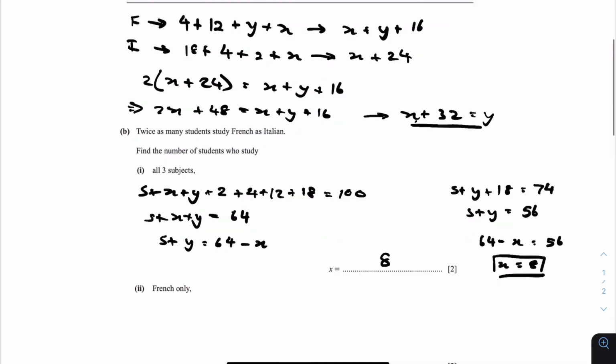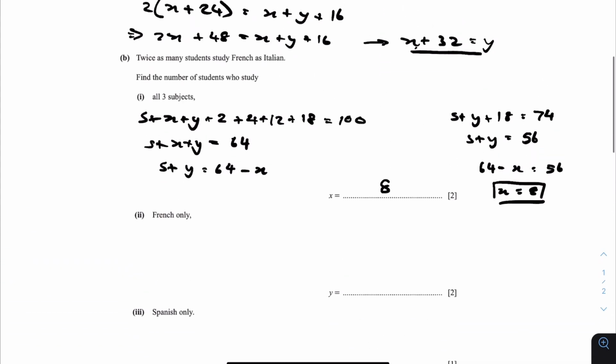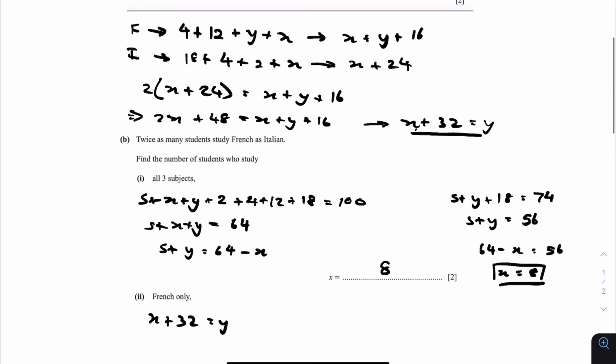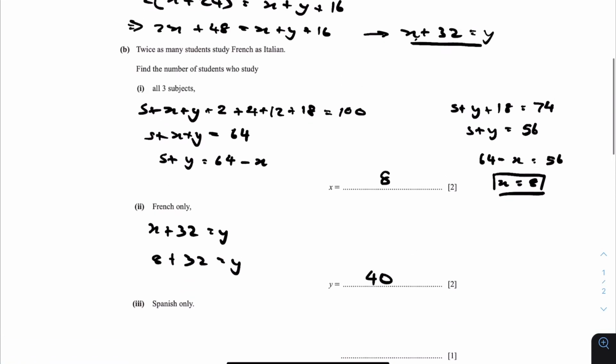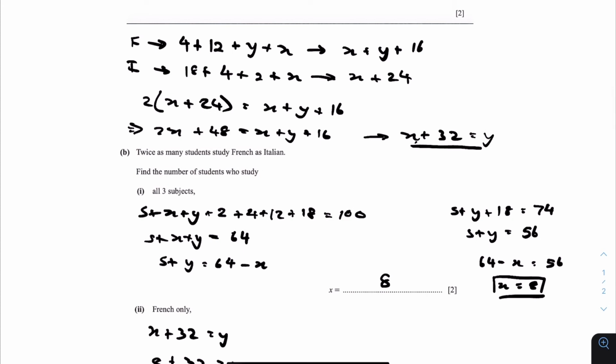All right. Now we have to think of the number of students who study French only. And thankfully, we've written that x plus 32 equals y, where y is the number of students studying French. And we know x is 8. So 8 plus 32 equals y. So y is equal to 40. So 40 students study French only. And now we see why knowing that twice as many students study French as Italian is useful.